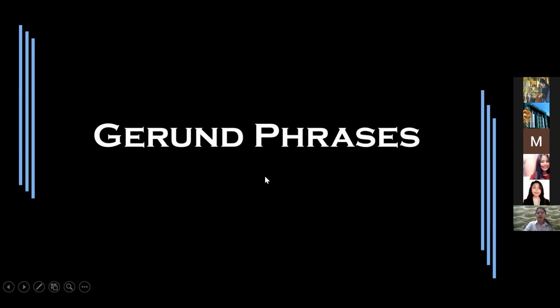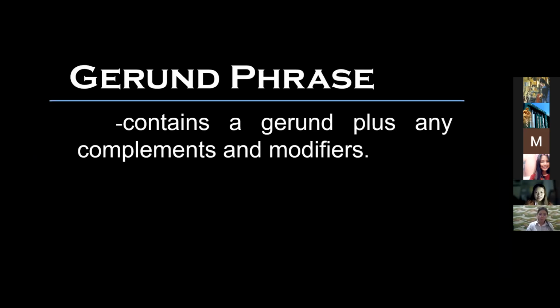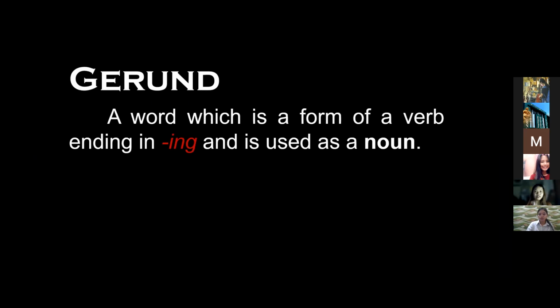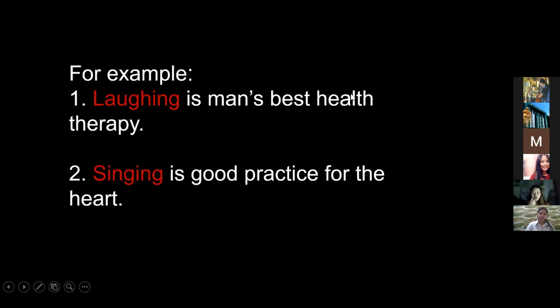So, let us proceed to the lesson itself. Based on the words that you have given, our topic for today will be a sentence analysis on gerunds and gerund phrases. So first, what is a gerund phrase? A gerund phrase contains a gerund plus complements and modifiers. For further understanding, let us also define what a gerund is. A gerund is a word which is a form of a verb ending in ing and is used as a noun.